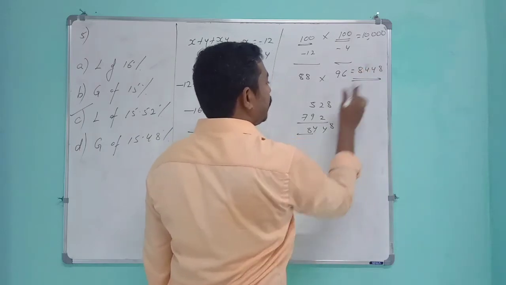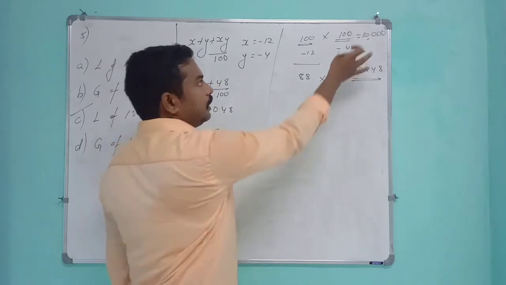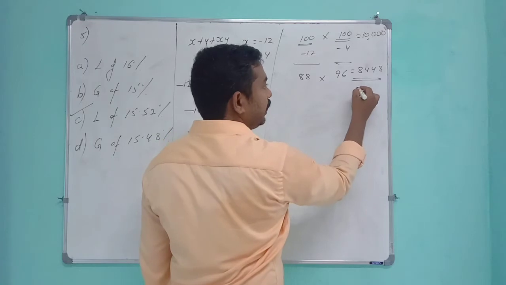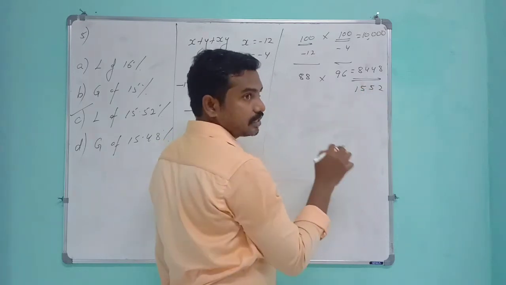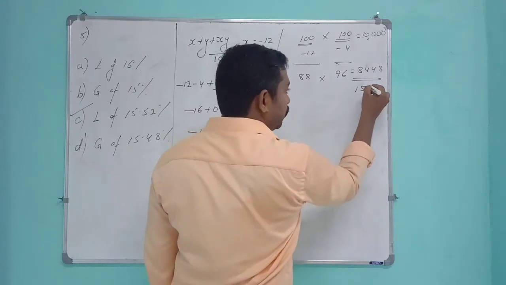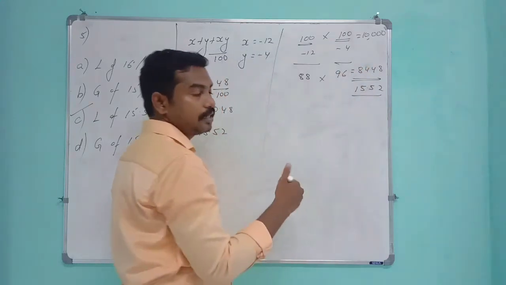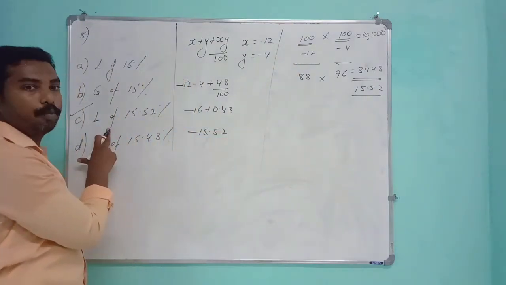But you can observe the change. 10,000 here, 8448 here. What is the difference here? That is clearly 1552. Therefore, since it is percentages, you put the point after 15, so 15.52, that is loss. That is less when comparing with 10,000. So the answer is option C, 15.5.